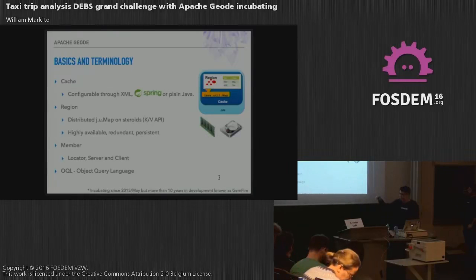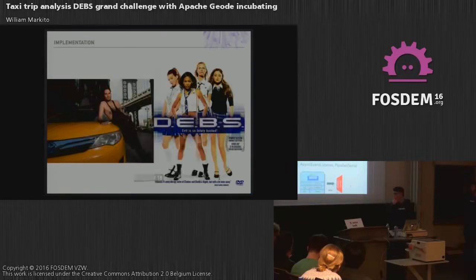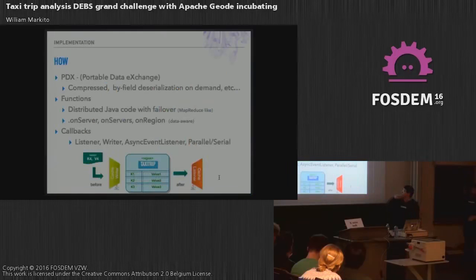We have different kinds of members: locators, servers, and clients, where the locator is a kind of load balancer. And of course, you can then do a lot of things with them, including querying data using OQL, which is a way to query objects. If you're not familiar with the project, previously it was also known as a commercial product named GemFire, and these are some of the use cases or case studies that we have published on the website if you want to know what it's actually doing. Pretty impressive numbers there.